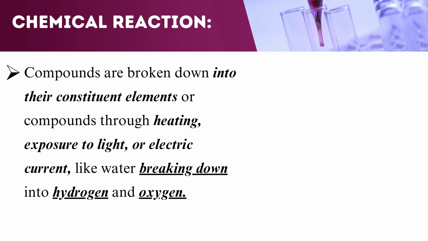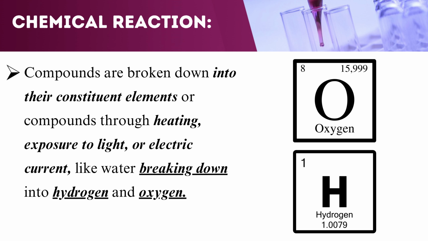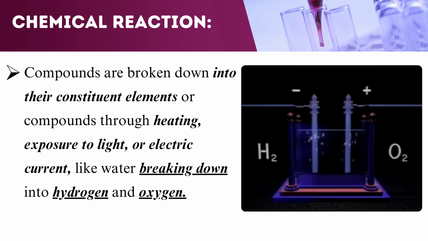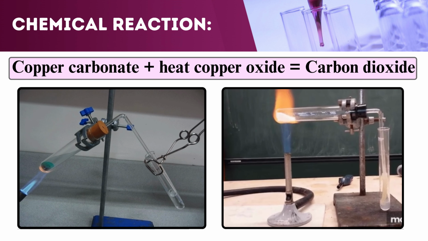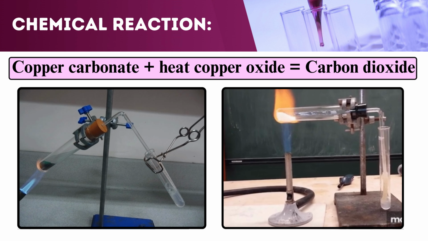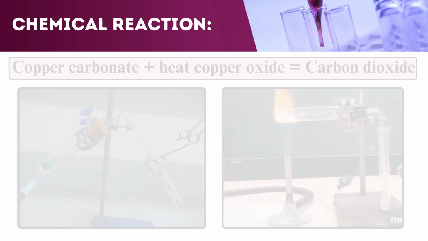Compounds are broken down into their constituent elements or compounds through heating, exposure to light, or electric current, like water breaking down into hydrogen and oxygen. You can see in this process the current is passing and the water is going to break down into hydrogen and oxygen. In another chemical reaction, copper carbonate, along with heat, breaks down into copper oxide, and carbon dioxide will form.